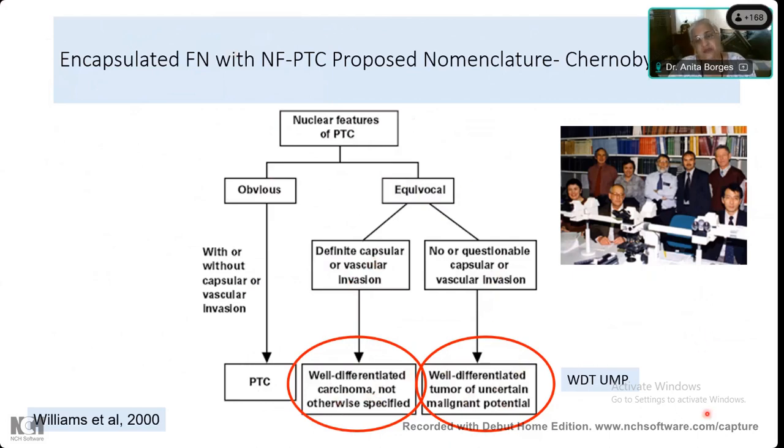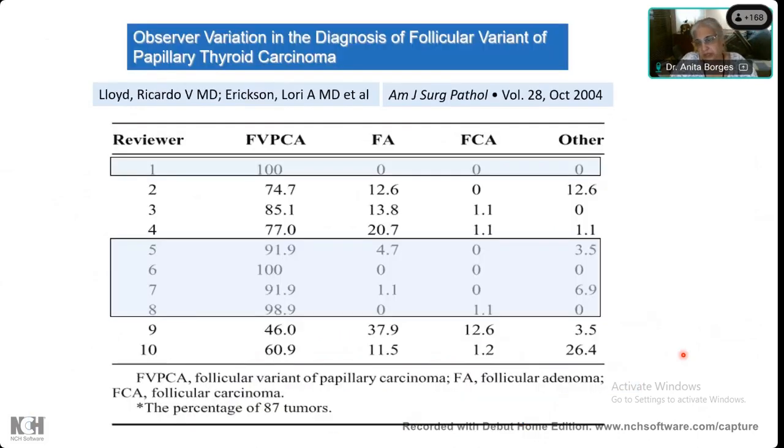So they invented a name, and that name is still being used. It is well-differentiated tumor of uncertain malignant potential. It's been adopted now, even in the WHO 2022. They invented a name for those lesions that had some nuclear features of papillary thyroid carcinoma, but it was very equivocal and maybe very focal, all right? But the tumors were encapsulated. If there was invasion, then of course that was invasive tumor, but if it was not, then it was called well-differentiated tumor of uncertain malignant potential.